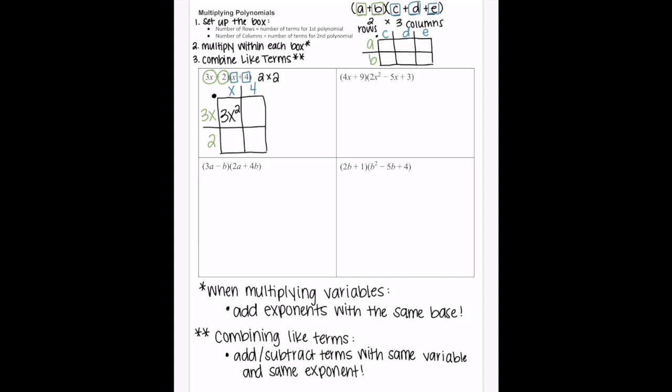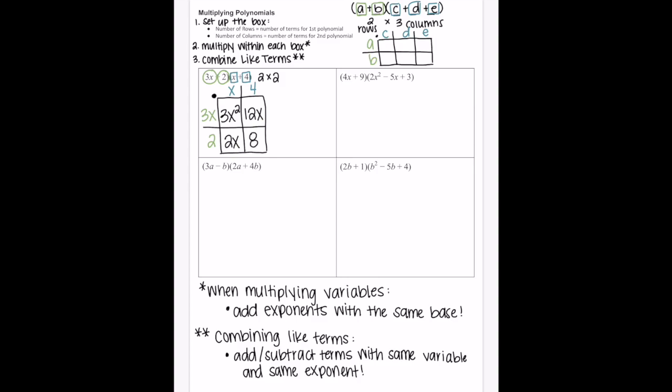Okay, now moving on, we're going to do 3x times 4. So 3 times 4 is 12 times x. Now moving to the second row, we have 2 times x, which is just 2x. And finally, 2 times 4 is just positive 8.